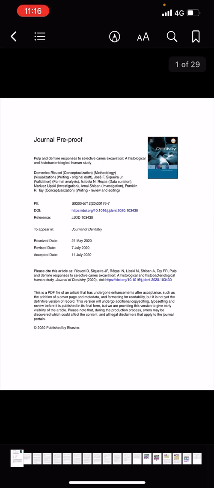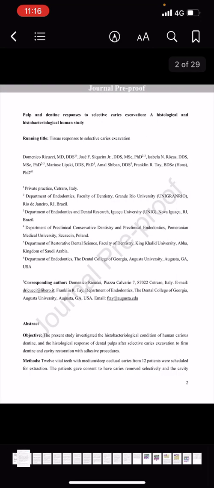The International Caries Consensus Collaboration in 2015 advocated that complete excavation of carious tissue to hard dentine is over-treatment, and they favored selective stepwise removal of carious tissue. For that, the presented study strived to investigate the histobacteriological condition of human carious dentine and the histological response of the dental pulp after selective carious excavation to firm dentine and cavity restoration with an adhesive procedure.